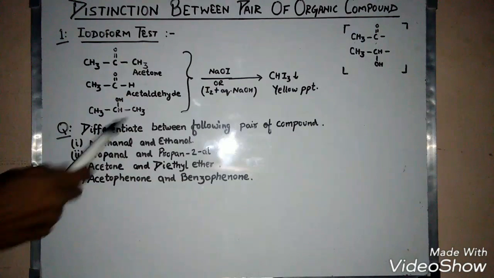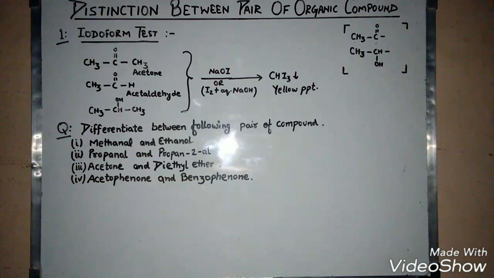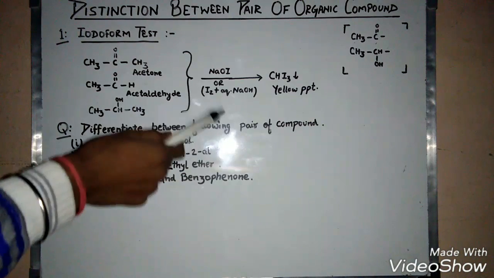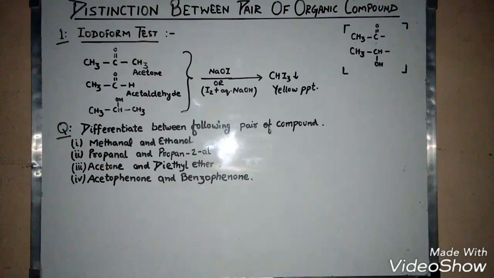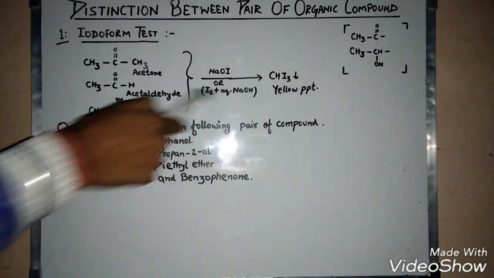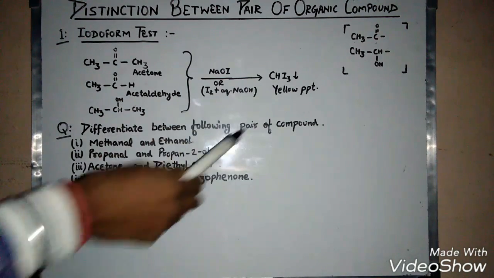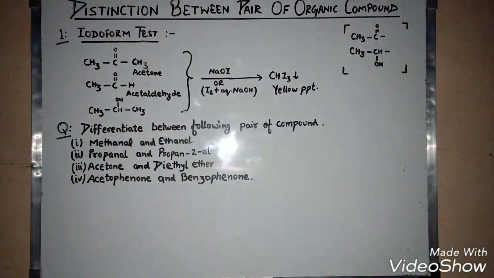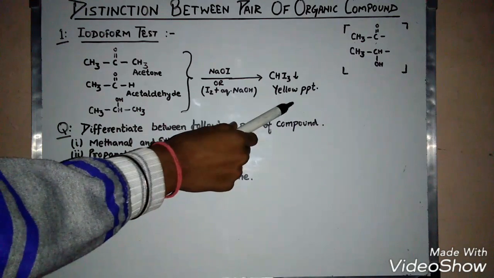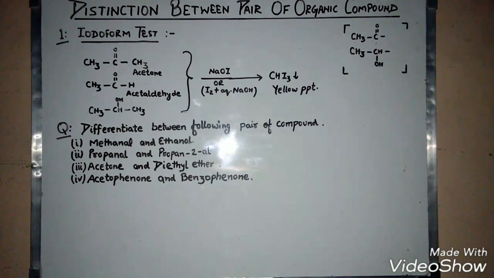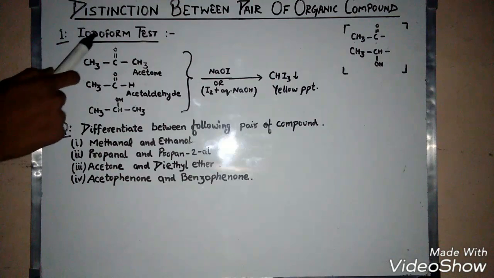Compounds like acetone, acetaldehyde and propanol when treated with NaOI, or we can also write I2 plus aqueous NaOH in place of NaOI, because when I2 reacts with NaOH it will yield NaOI and HI. So when this reaction proceeds, CHI3 is produced as a product. CHI3 is iodoform having a yellow precipitate. So due to the formation of this yellow precipitate, we can know which compounds give the iodoform test.